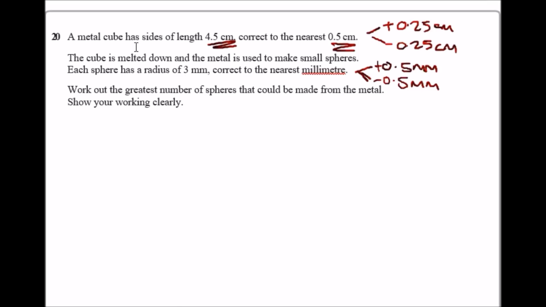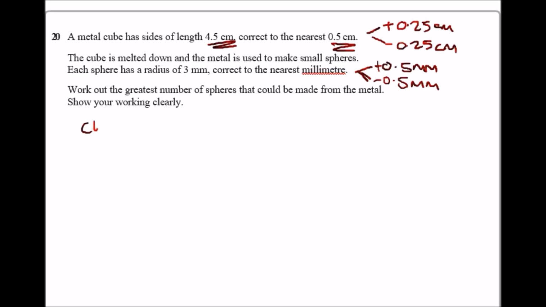Alright, almost there. So work out the greatest number of spheres that could be made from the metal. Okay, so let's record. So the metal cube has size of length 4.5. The cube is melted down and the metal used to make small spheres. Each sphere has a radius of 3 millimeters. So you can see it's being reduced greatly. The first thing we should do is convert everything to the same unit. So let's make everything centimeters.